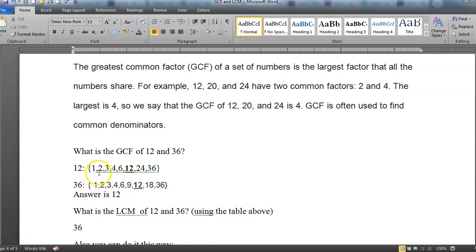1 times 12 gives me 12. 2 times 6 gives me 12. 3 times 4 gives me 12. 4 times 3 gives me 12. 6 times 2, 12 times 1. And 12 times 2 gives me 24, and 36.